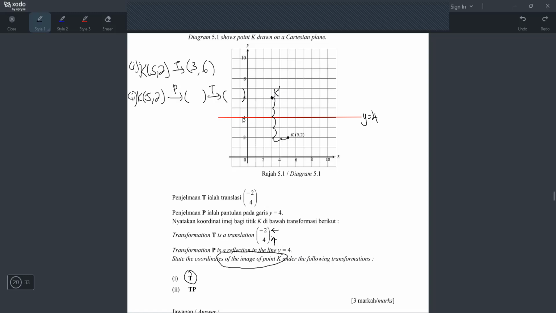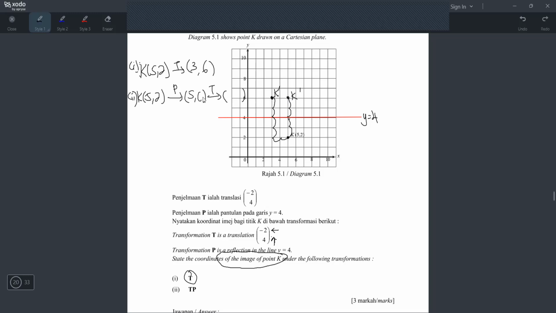So now you know why I asked you to draw this line. Because you have to do reflection later. So now you draw the reflection. How do you do reflection? Okay, you count how many boxes from K to the line first. So 1, 2. After reflecting, also 1, 2. That is your K prime.